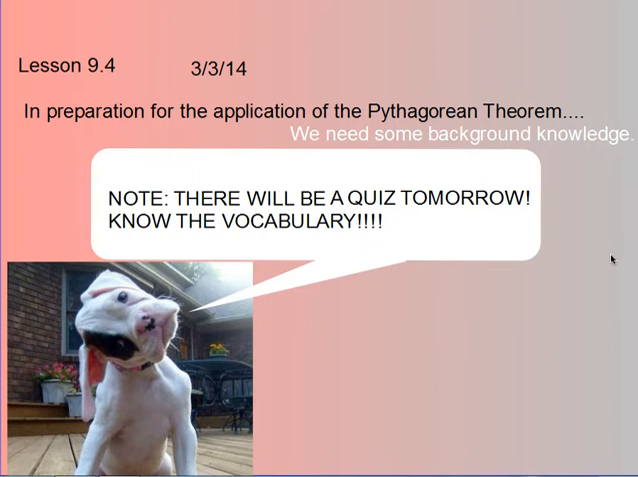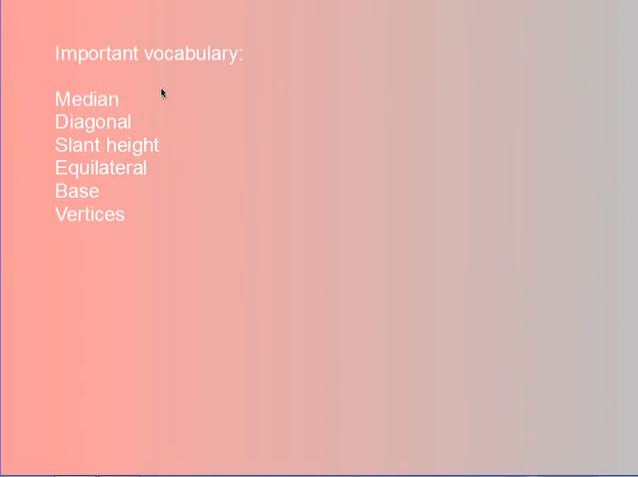So we're just going to do some vocab so that when we go to work on the problems, you know what the problems are asking you for. So just label it 9.4 Pythagorean theorem. I'll be teaching tomorrow, so just be prepared to add to what we're doing tomorrow. If you want to do this on some little index cards, that'd be great. All right, so here's the important vocab.